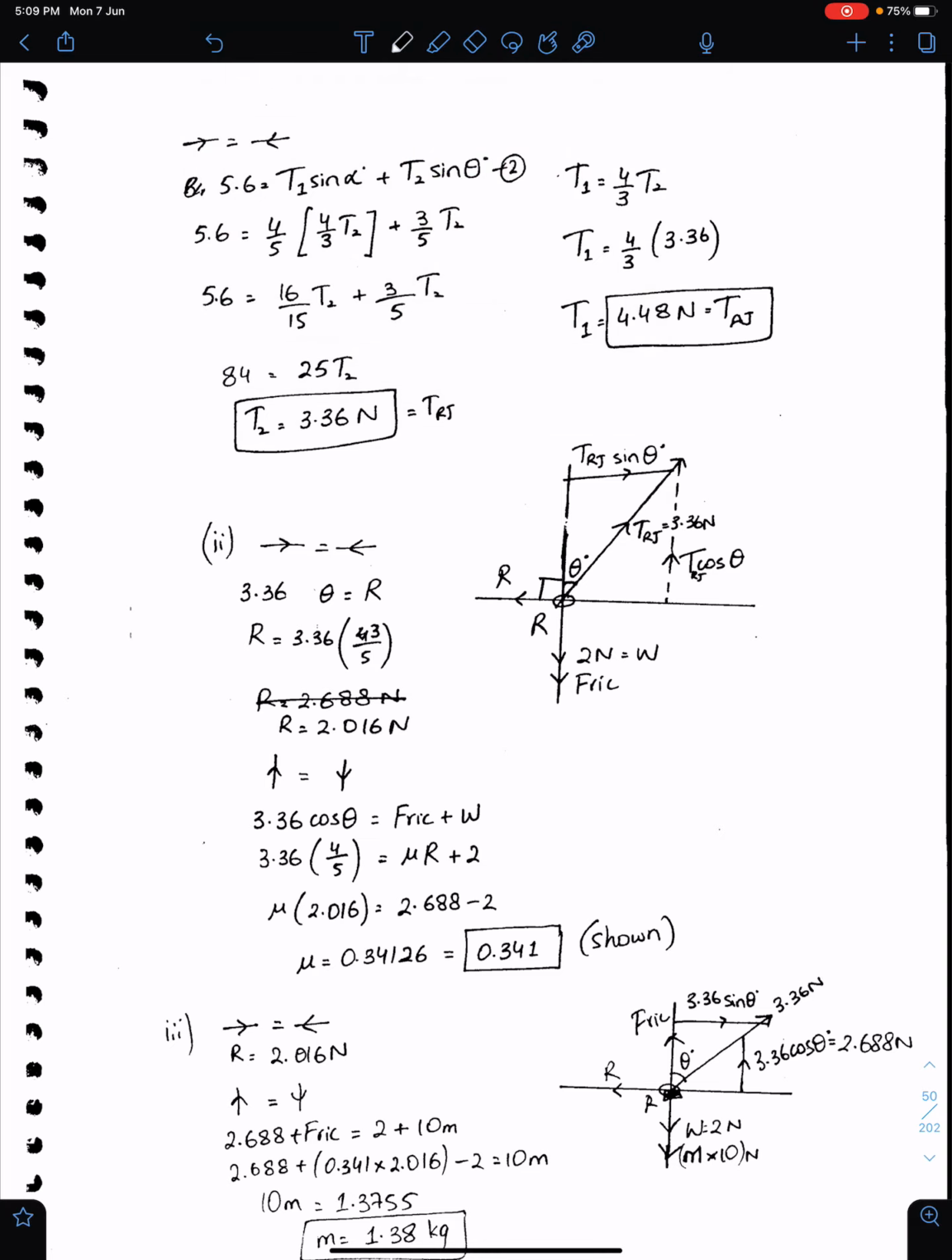Let me edit this. So R is 2.016 newtons. Now you need to equate these two with 3.36 cos theta. So friction will be, and we will use the formula of friction, which is mu R here. So mu is this shown.